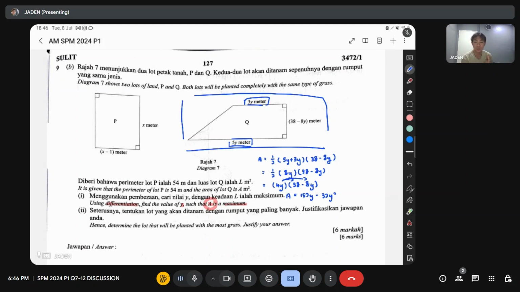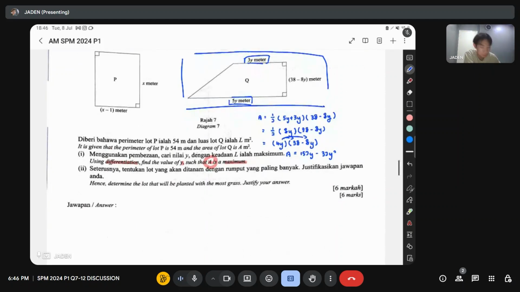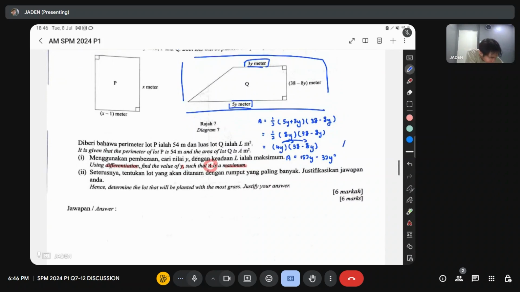152y minus 32y squared. What do we do with this? How will this help us to get our value of y? I just want to ask you a question. If there is a curve given, and then there's a straight line passing through here, this is the maximum point of the curve, right? Now, I want you to imagine like this.